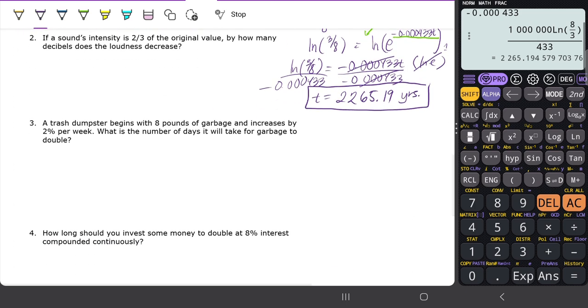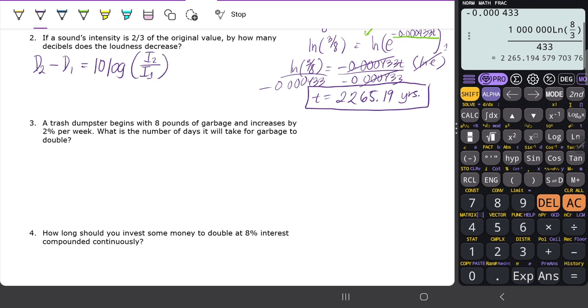Next item, if a sound's intensity is 2/3 of the original value, by how many decibels does the loudness decrease? So, ang gagamitin naman natin dito is the decibel scale. So, if we are comparing two decibels or loudness of sound, okay, so meron tayong formula for that. D2 minus D1 is equal to 10 times the common log of I2 over I1.